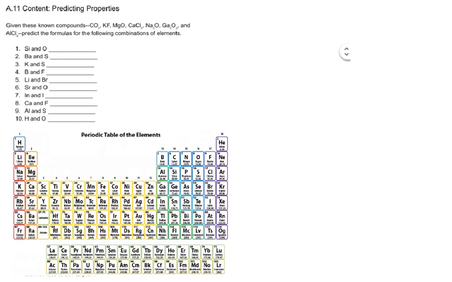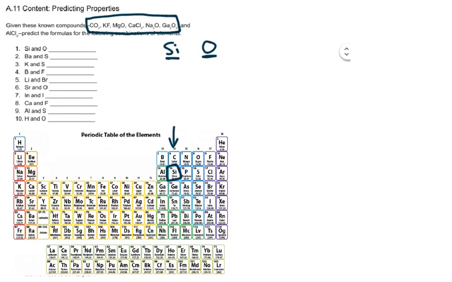Okay, so I have two elements here for number 1. I have silicon and oxygen. So I need to match these elements to known elements here. So these are the ones that I'm focusing on. I'm going to start with silicon. Silicon is right here in my periodic table.